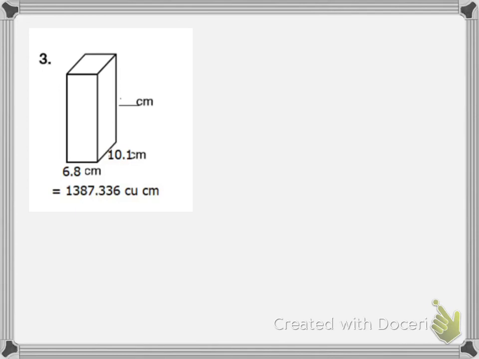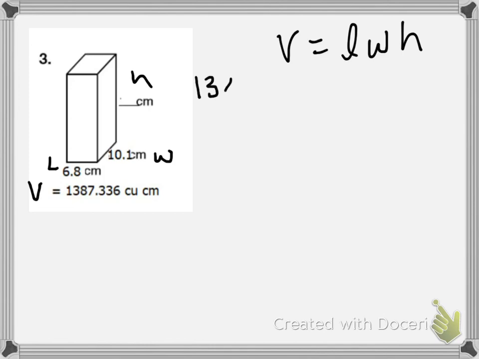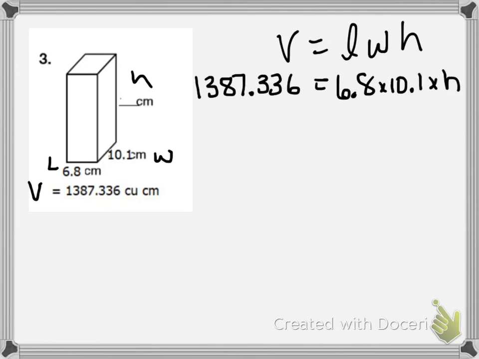And our last question here, we have a volume of 1,387.336 cubic centimeters. We have a length of 6 8/10 centimeters, a width of 10 1/10 centimeters, and we don't know what the height is here. So again, let's plug in what we know into our formula. We know the volume is 1,387.336. We know the length is 6 8/10. The width is 10 1/10. We don't know what the height is.